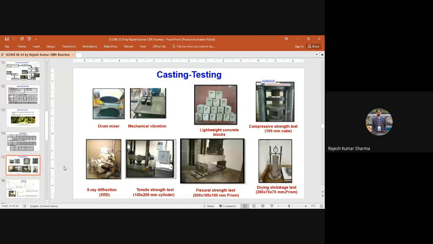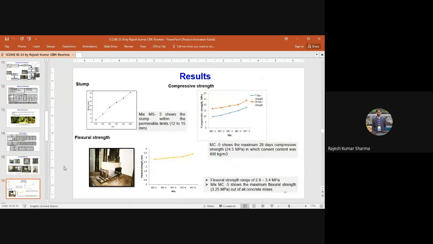We have done casting and testing. Then the result shows that our targeted slump value was 10 to 15 mm, and we have found that mix MS3 shows the permissible limit. In mix MC5, the maximum 28 days compressive strength was 24.5 MPa. This was more than 20 MPa, and it was targeted also.